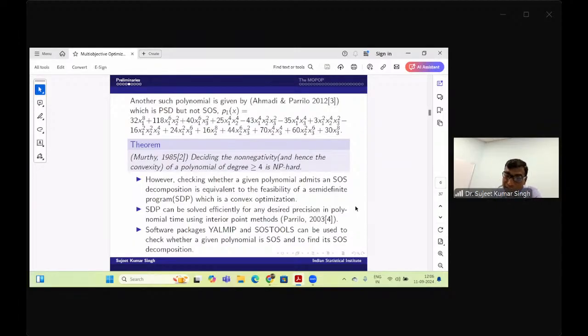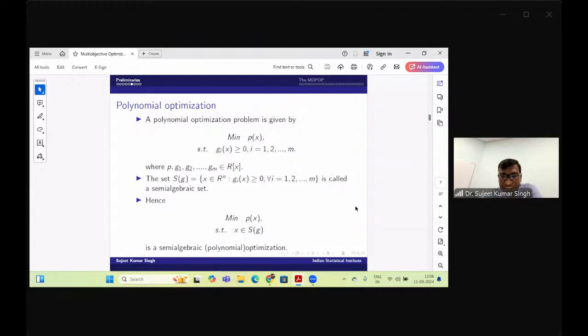If it is directly expressible, then fine. If it is not directly expressible, then we can approximate any polynomial by a very precise sum of squares polynomial, and so semi-definite programming is applicable here to solve polynomial optimization problems. Let us see what we mean by a polynomial optimization problem, and then I will talk about a multi-objective polynomial optimization problem.